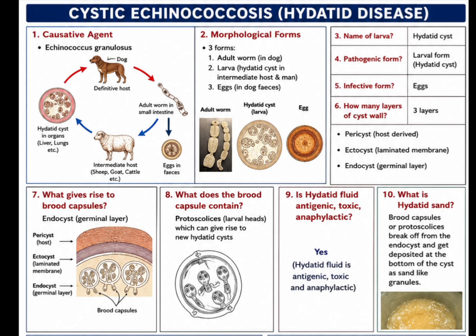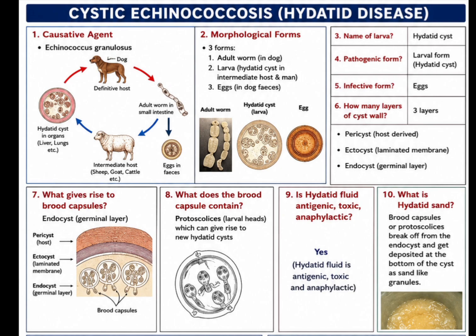These brood capsules which contain the protoscoleces, which of the layers give rise to this brood capsule? The answer is endocyst. What does the brood capsule contain? The answer is protoscoleces. These protoscoleces can give rise to new hydatid cysts. Is hydatid fluid antigenic, toxic, and anaphylactic? The answer is yes. That's why if the hydatid cyst ruptures, there could be anaphylactic shock.